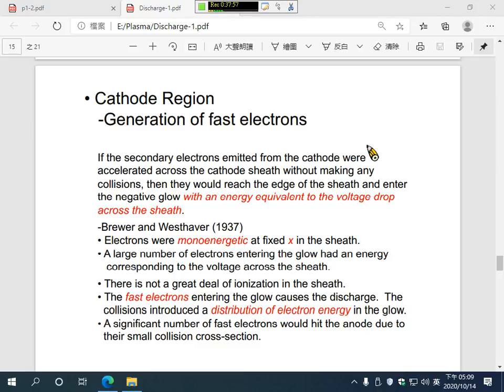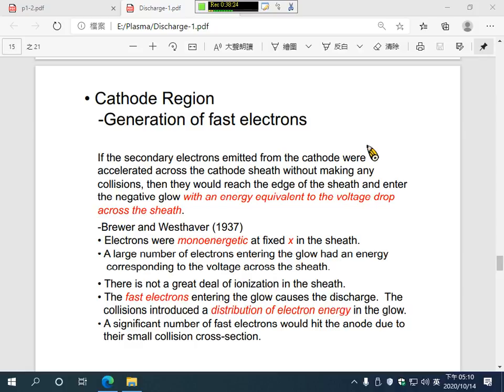Usually the plasma potential is higher than ground potential. So you might get a cathode fall of 620 volts, okay? So this is the maximum energy electrons can get from the cathode sheath, okay?